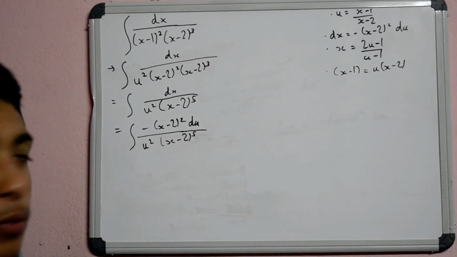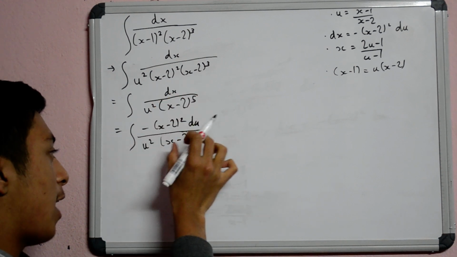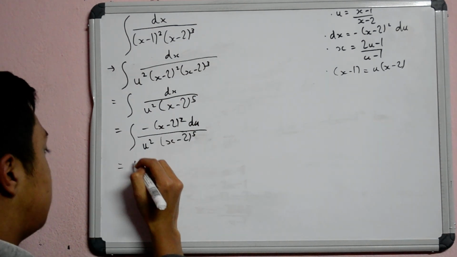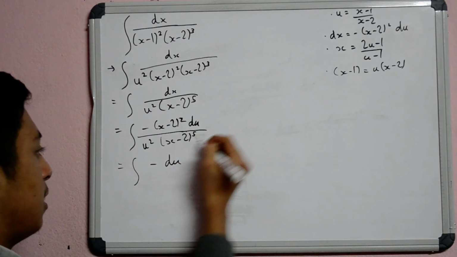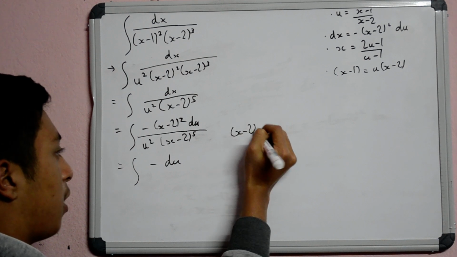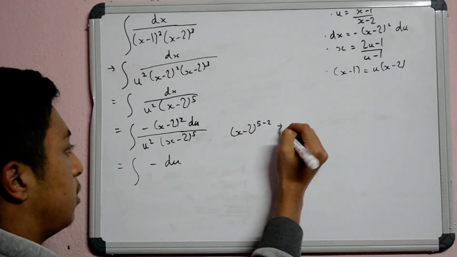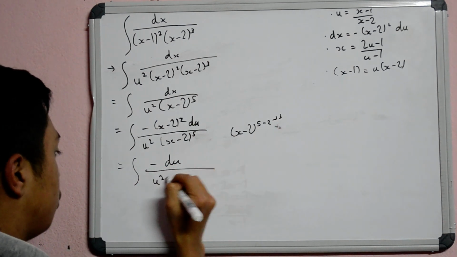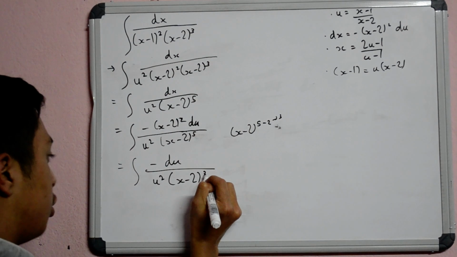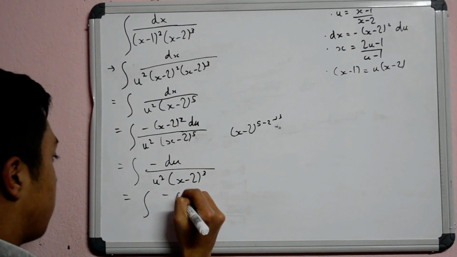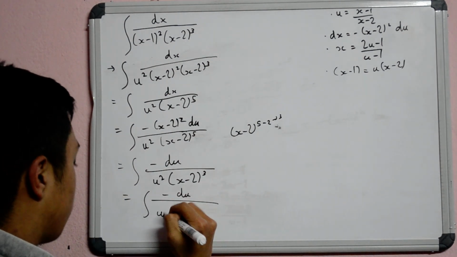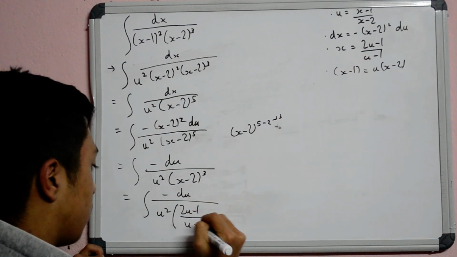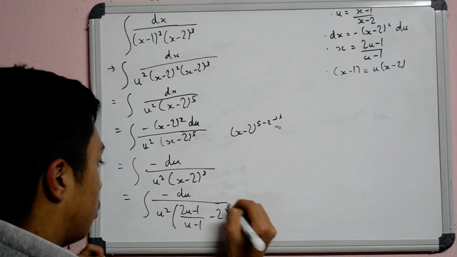Actually, let's not substitute right away, because here we have x minus 2 and we have x minus 2 as well. Now from indices, this becomes (x minus 2) to the power 5 minus 2, which is simply 3. So u square (x minus 2) whole cube. So finally we get minus du by u square times (2u minus 1) minus... (u minus 1) minus 2 whole cube.